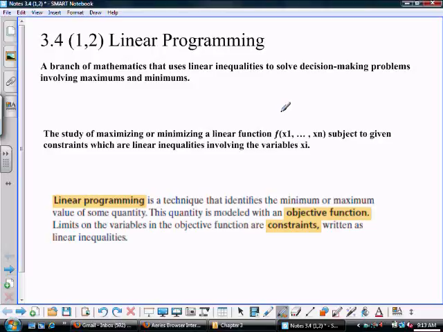But for right now, we're going to use the solving technique that we'll do when we do our linear programming, where we graph some inequalities, which are our constraint functions. And then we will have an objective function that we will be looking at to find a minimum or maximum value or profit or something like that.